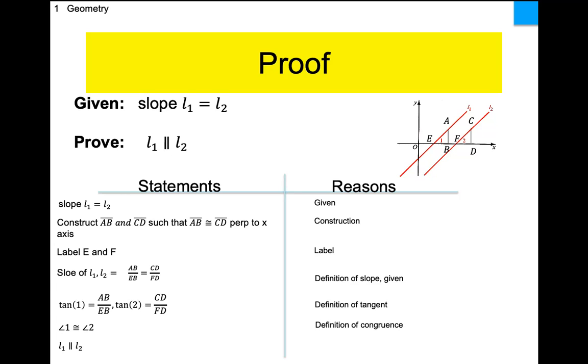Why? Because the tangent of 1 is equal to that ratio, AB over EB. The tangent of 2 is equal to CD over FD. In the previous statement, we said that those two ratios are equal. Well, you can't have the tangent of angle 1 and the tangent of angle 2 equal to that proportion and the angles not be congruent. The only way that happens is if the angles are congruent. So therefore, angle 1 is congruent to angle 2, and we can conclude the lines are parallel, because remember, if you have corresponding angles and the corresponding angles are congruent, that only happens when the lines are parallel.